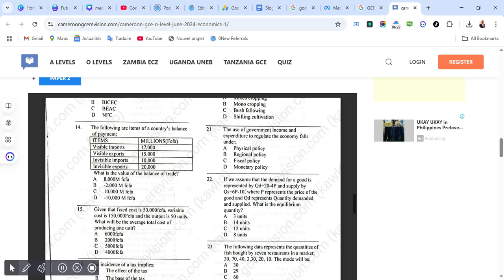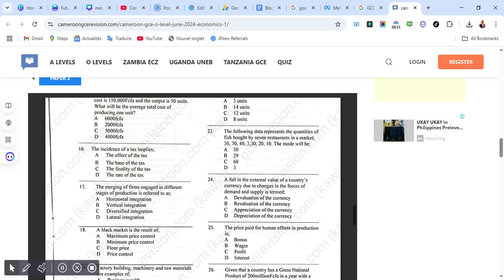Question 15. Given that fixed cost is 50,000 francs, variable cost is 150,000 francs, and the output is 50 units, what will be the average total cost of producing 1 unit? The correct answer for 15 is C, which is 5,000 francs.